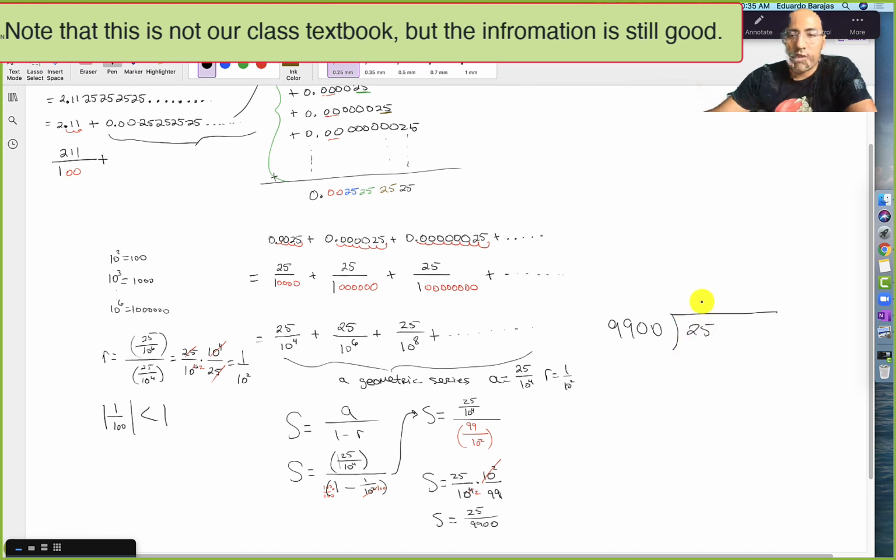Well, it goes into it 0 times, right? Put in a decimal, throw in a 0. It goes into it 0 times. Put in a decimal in there. It will go into it 0 times. Put in a decimal. And now 9,900 will go into 25,000. It will go into it twice. And 9,900 times 2 is 19,800, right? And then we subtract them.